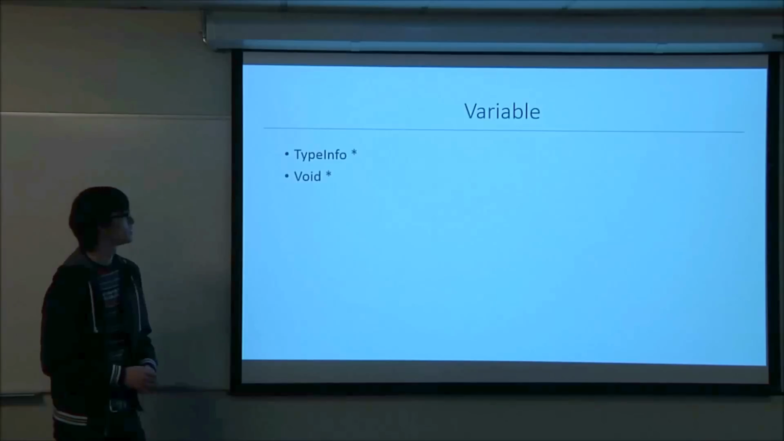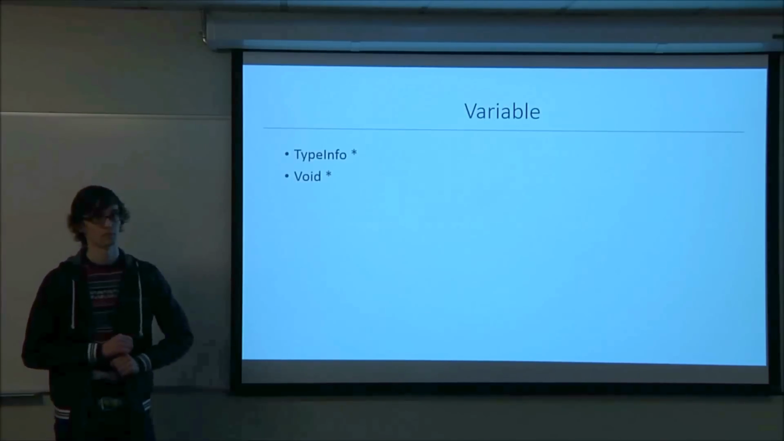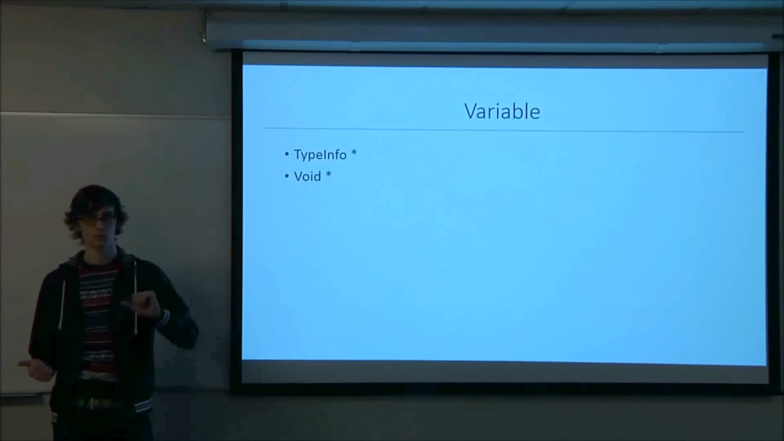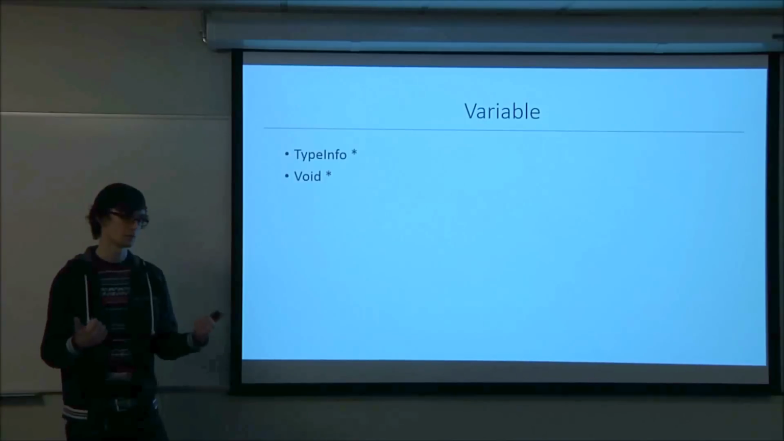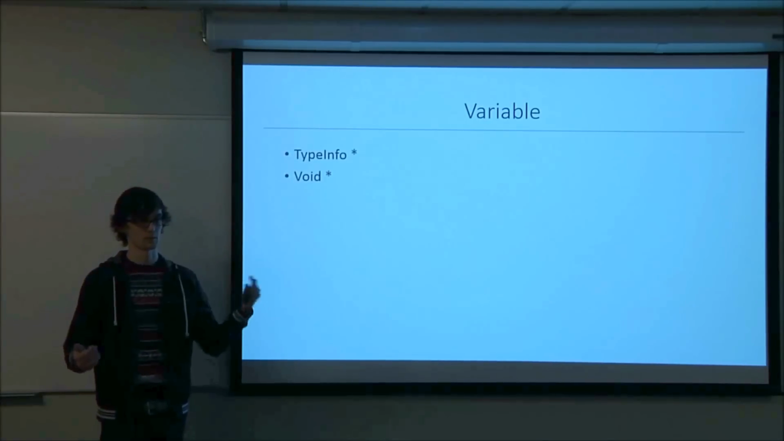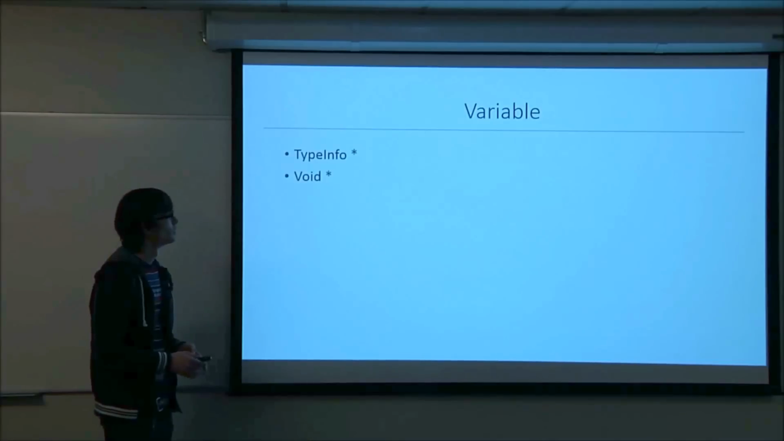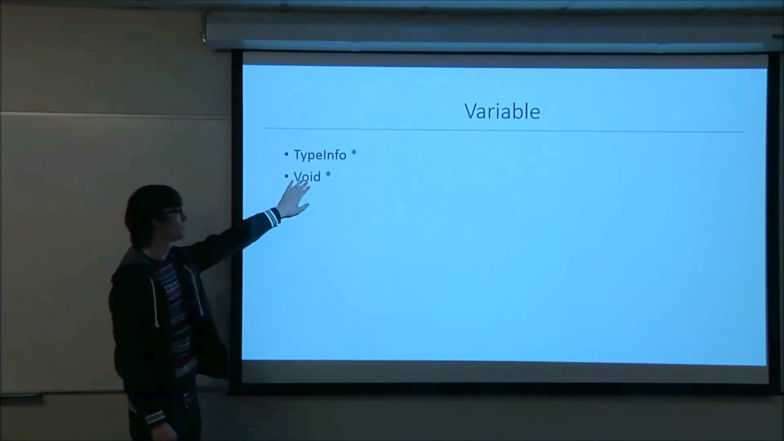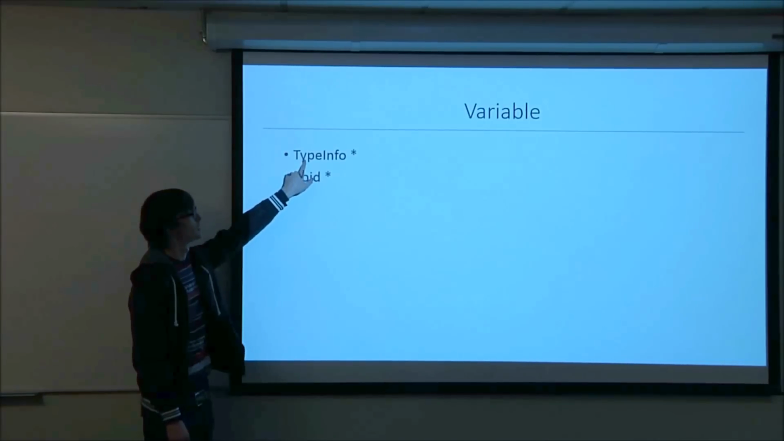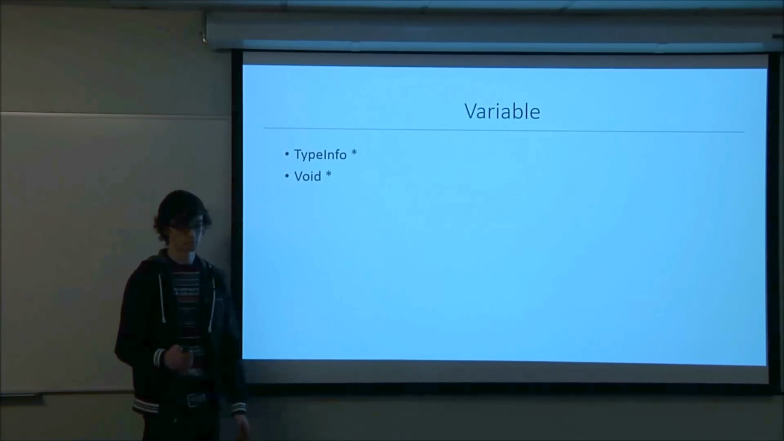So the implementation of the variable is really, really simple. You have type info and a void pointer. The void pointer points to your object, and type info describes what's in the void pointer. So when you're assigning to a variable, take the address of whatever you're assigning to and store it, and then you look up the type info of it and store that.